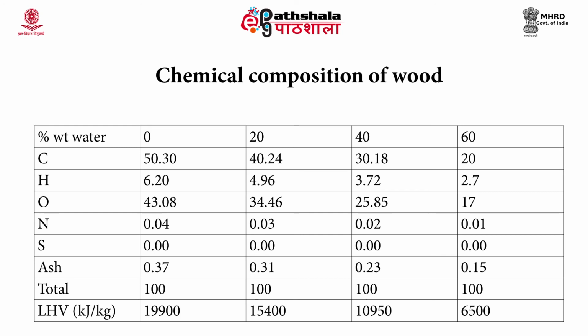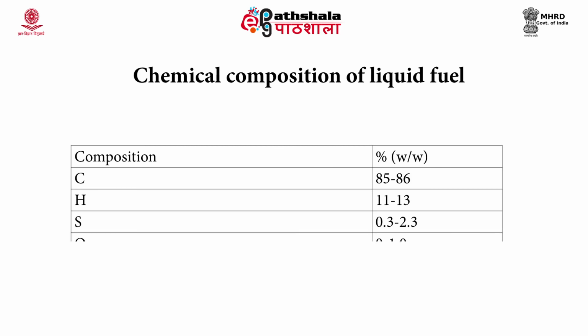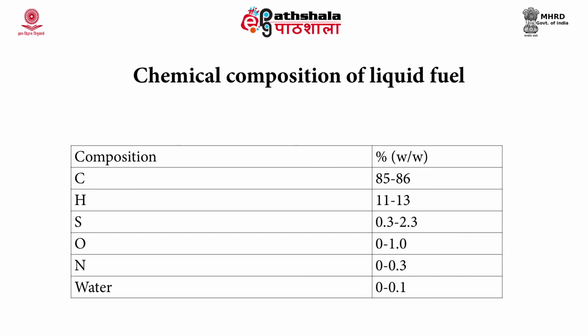As the water content increases, you can see the differences in the carbon, hydrogen and oxygen content, while sulfur is normally absent in the biomass and the nitrogen content also reduces. This table shows the comparison of different fuels with respect to their different properties.